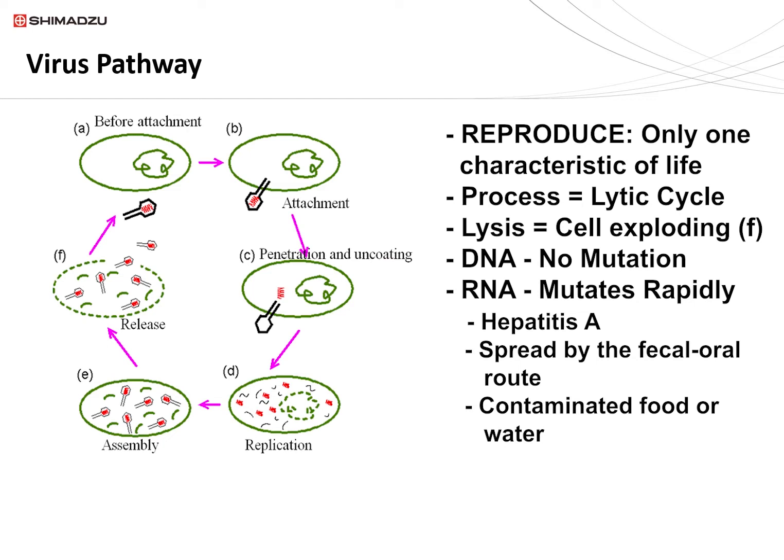Viruses can occur as DNA and RNA. DNA viruses do not mutate as readily, however, RNA viruses can mutate. An example of an RNA virus is hepatitis A, which can spread by the fecal-oral route, where persons ingesting contaminated food or water become infected, which is seen in countries with poor hygiene standards.